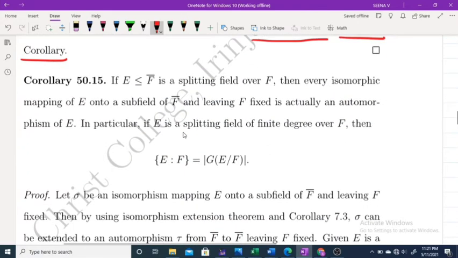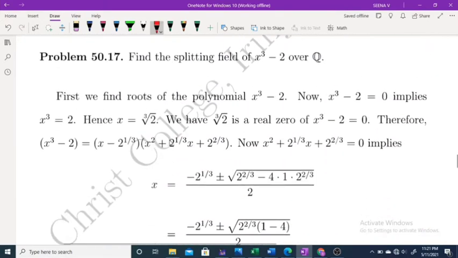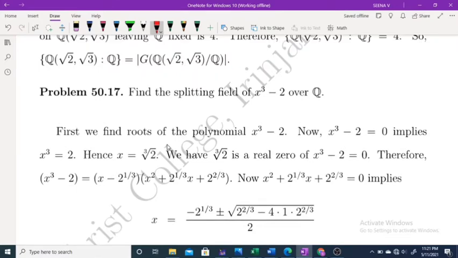Now next is one corollary, and that we will discuss in our next class. Before that, we are going to discuss one problem: find the splitting field of x cube minus 2 over Q. This is very important.